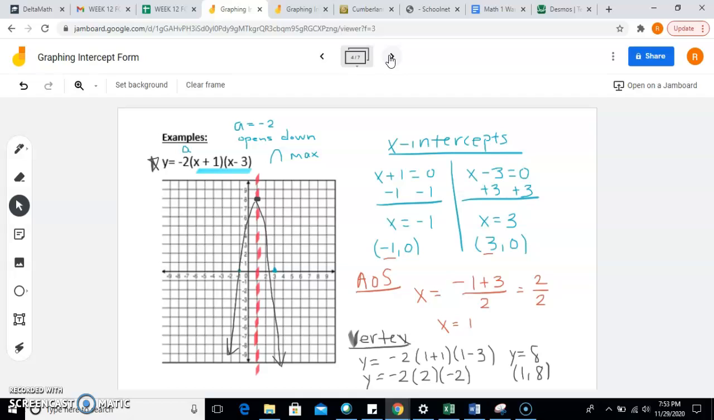So because my graph opened down, my vertex is a max. My x-intercepts are where it crosses the x-axis. Those are the roots. We find those by setting it equal to 0. Axis of symmetry is halfway between. Add them and divide by 2.